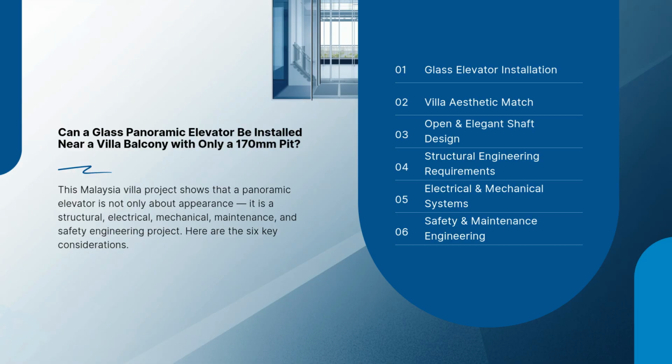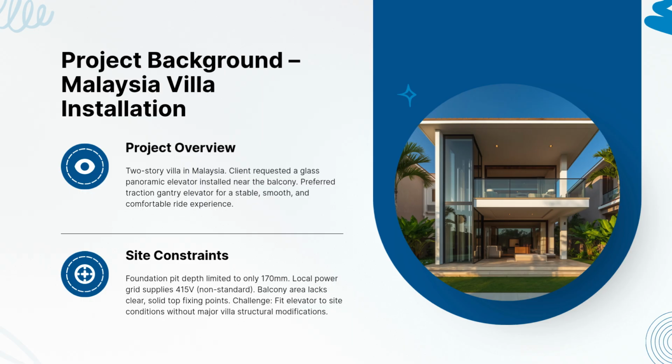Project background. This project was for a 2-story villa in Malaysia. The client wanted a glass panoramic elevator installed near the balcony area. The preferred structure was a traction gantry elevator, selected for stable operation and comfortable ride performance. But the site had 3 major constraints. First, the foundation could not be dug deeper than 300mm. Second, the local power grid supplied 220V. Third, the balcony area did not have clear and solid top fixing points.